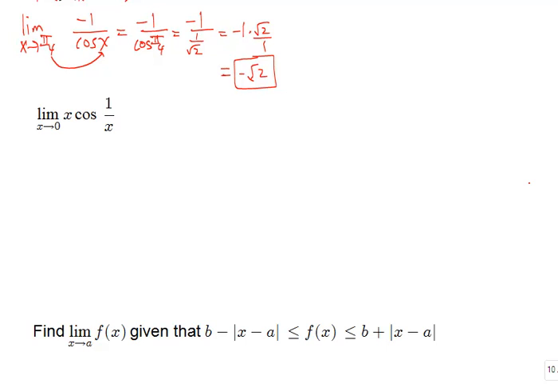Okay, these last two examples that we're going to take a look at are going to employ that squeeze theorem again, and you probably wouldn't think to do that on this next example, but it just takes some practice and getting used to knowing what to look for.